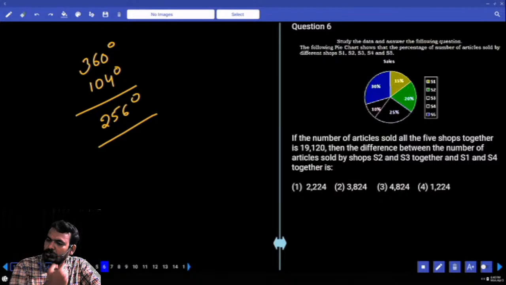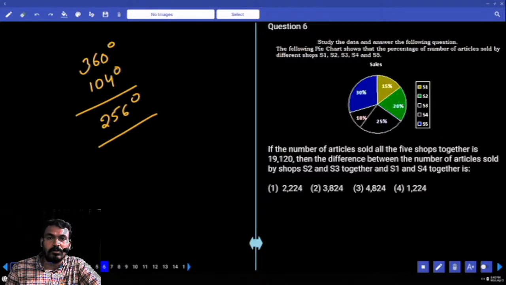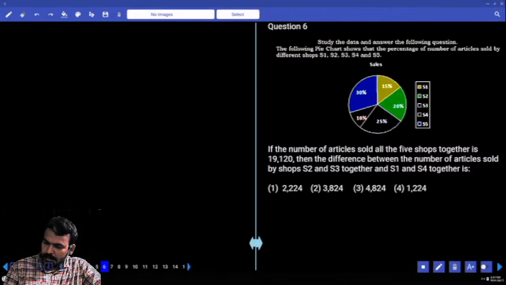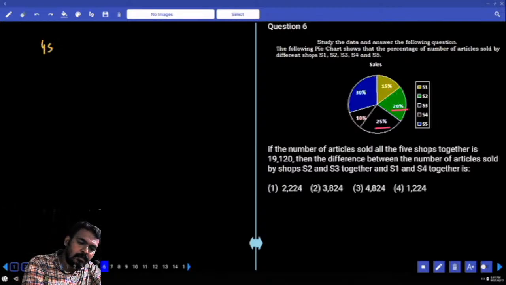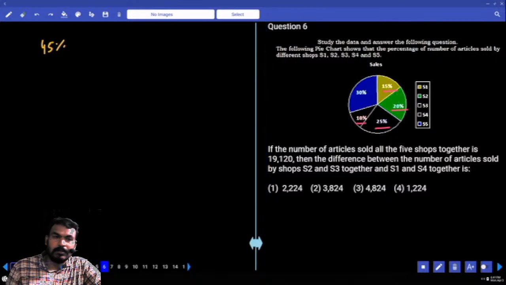Next, the sixth one. The following pie chart shows the percentage number of articles sold by different shops S1, S2, S3, S4, S5. All are given in percentage or value? Percentage. If the number of articles sold by all the 5 shops together is 19,120, what is the difference between the number of articles sold by S2 and S3 together, and S1 and S4 together? First, what is the S2 value? 20%. S3 value 25. Together 45. What is the S1 value? 15. S4 value 10.